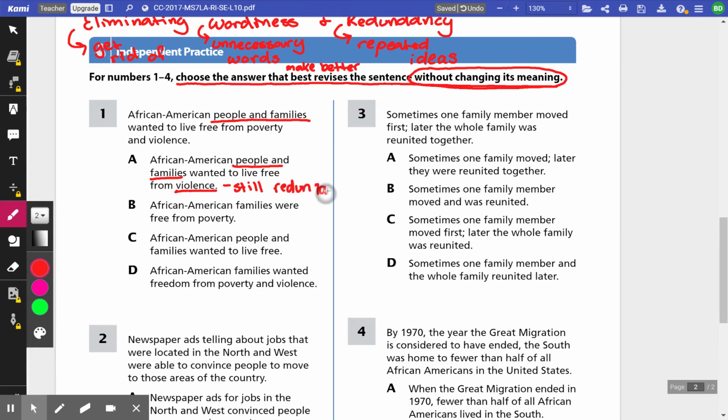So let's look at answer choice B. B says African American families were free from poverty. Well, the meaning of this sentence has actually been changed, right? It's saying that they were free from poverty. But if you look up at the sentence above, it says they wanted to live free from poverty. They're not free from it yet, but they want to be. So the meaning of this sentence has been changed here.